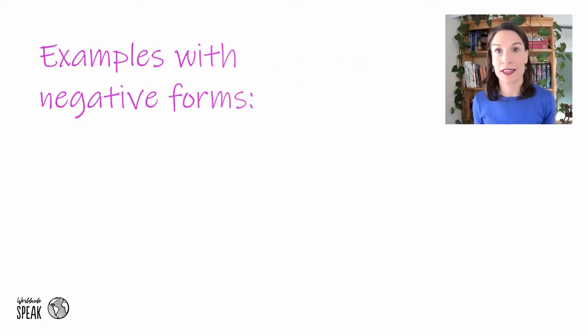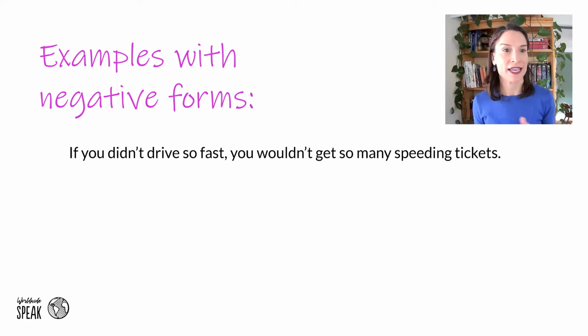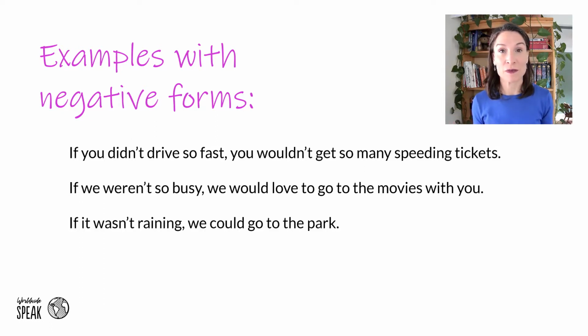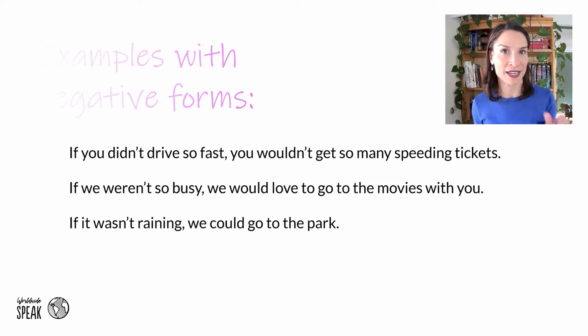Now don't forget that the past could also be negative. So it might look something like this. If you didn't drive so fast, you wouldn't get so many speeding tickets. If we weren't so busy, we would love to go to the movies with you. Or if it wasn't raining, we could go to the park. Here's an example with progressive. And keep this last sentence in mind. We're going to come back and talk about this point again in just a minute.